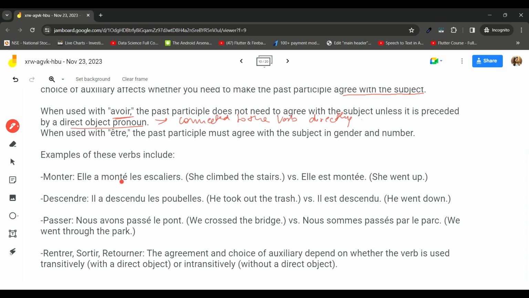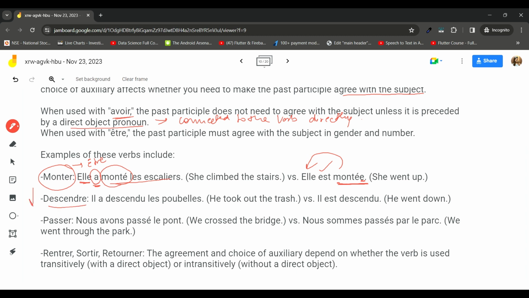So, for example, monter: elle a monté les escaliers. Because it's elle a monté. Monter is a verb which is usually conjugated with the verb être, but here is an example with the verb avoir. If it is used with avoir, it is not agreeing with the subject, right? It's masculine only. Elle a monté les escaliers. She climbed the stairs. Elle est montée. Now, this is with être and it is agreeing with the gender of the subject. She went up. So, there's an extra E.